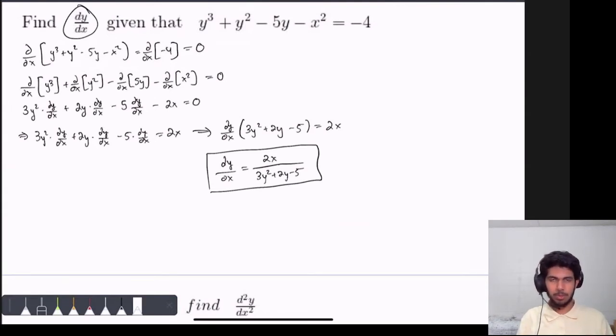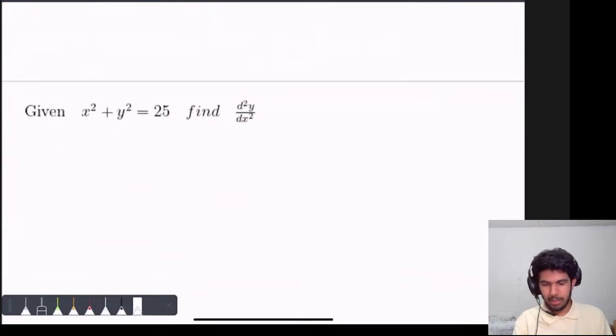If I tell you, what's the slope of the tangent line at the point, well, I don't know what point is on it. I guess (2, 0), because that would be on it. 0 cubed plus 0 squared minus 5 times 0 minus 2 squared equals negative 4. Well, you just plug in 2 for x and 0 for y, and you'll get negative 4/5. It's totally fine. All right.